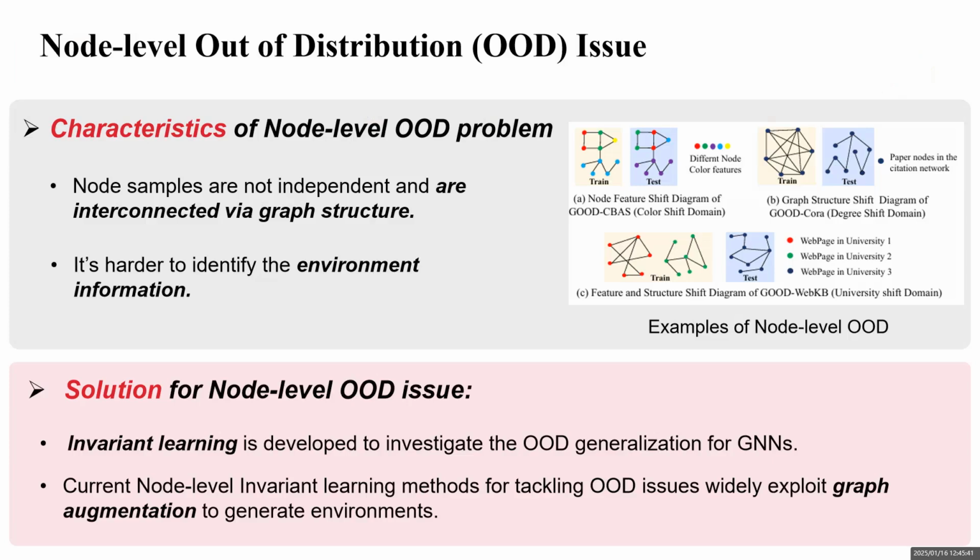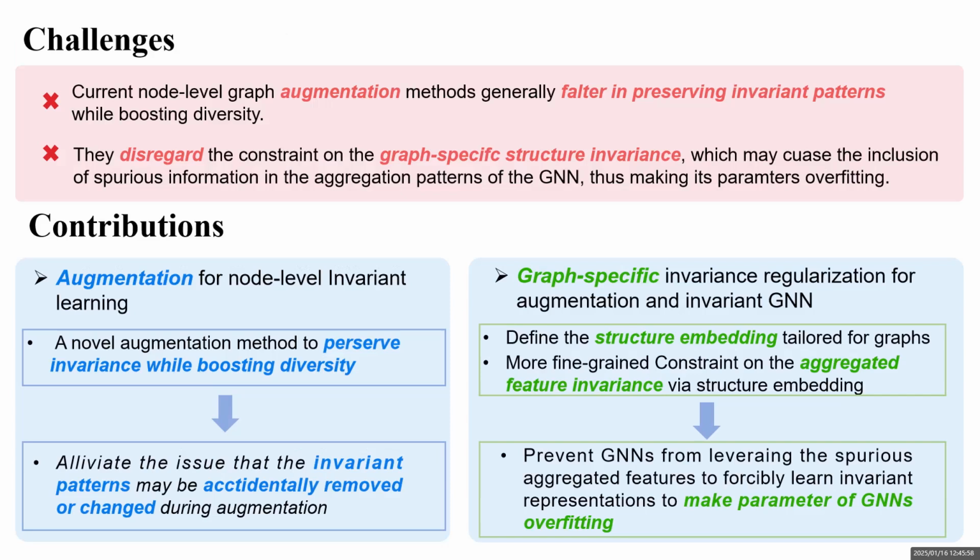To investigate this issue, invariant learning is adopted by most research, and due to the difficulties in obtaining environment labels, graph augmentation is widely exploited to construct diverse training environments for invariant learning. However, current methods still face the following challenges.